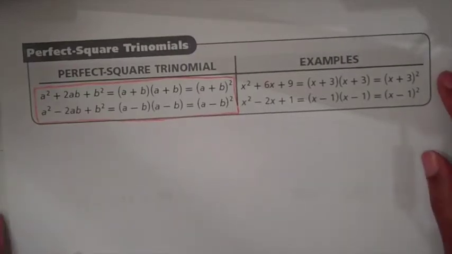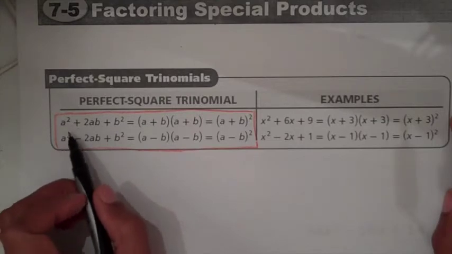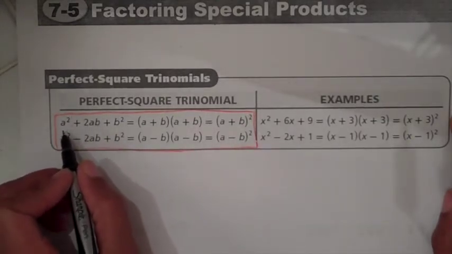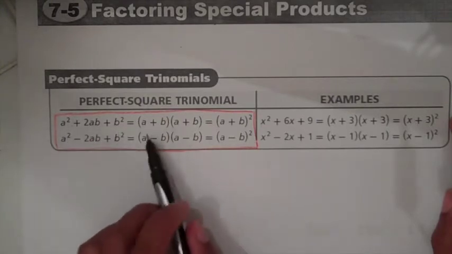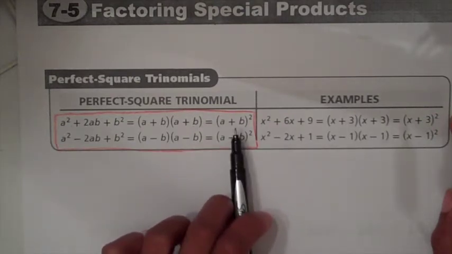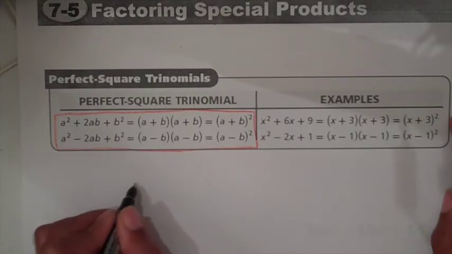So here's the rule for perfect squares. When we're factoring, and this is really important, make sure you write this rule down. A squared plus 2ab plus b squared factors into a plus b times a plus b, or a plus b squared. So like the previous one we were just looking at, let me just write that down again.